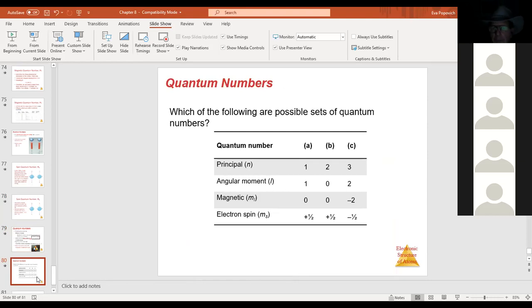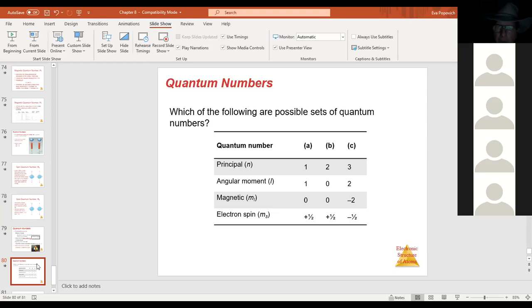Blake, is A possible? Is it possible to have those 4 quantum numbers? Blake, you eating dinner? Oh, no, sorry. I thought I unmuted. Yes.